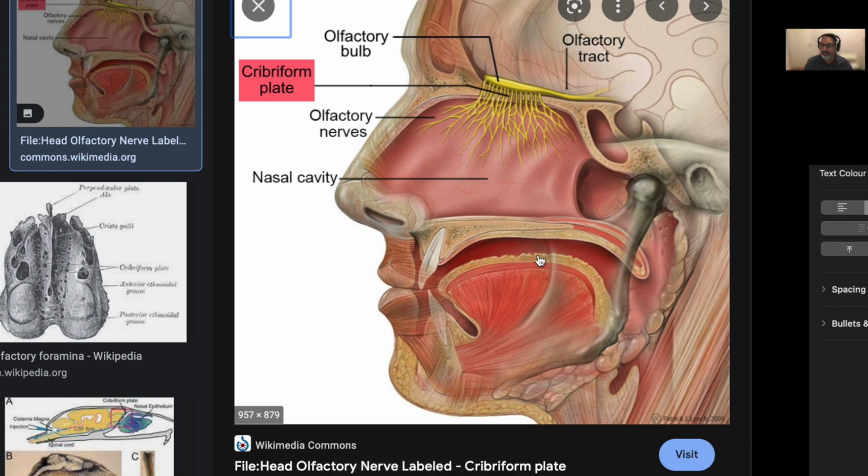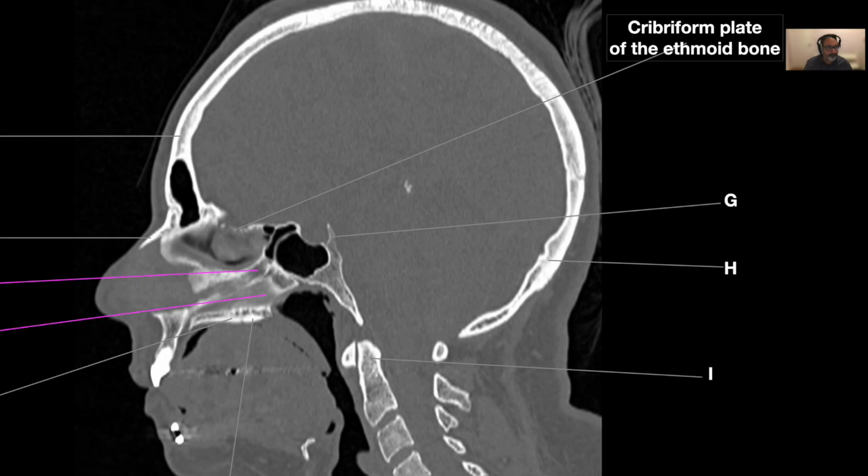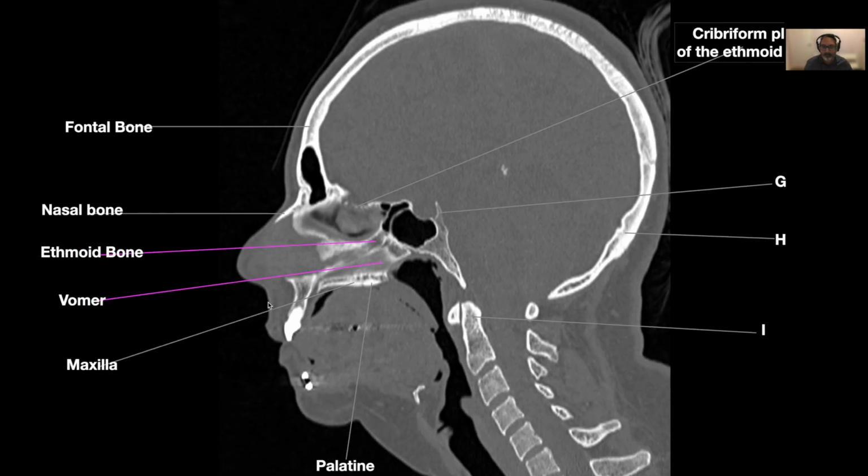You get salt, sweet, sour, and bitter, and the texture, but you will never be able to taste vanilla or chocolate or lemongrass or turmeric or any of that. So some people get really upset. All right, so that's the cribriform plate.